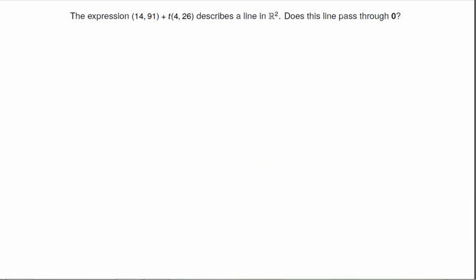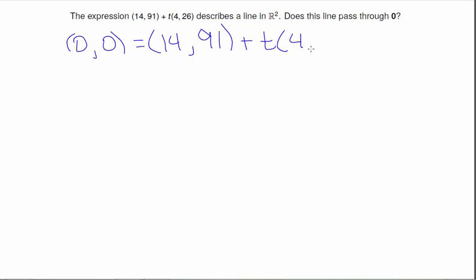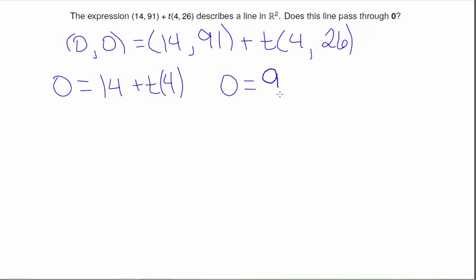So here's an equation for a line in R2. Does this pass through the origin? Well, if it does, then I should be able to set this equal to (0, 0), and there should be some value of t that this works for. This gives me two equations. The first one is 0 equal to 14 plus t times 4. The second one, 0 equal to 91 plus t times 26.